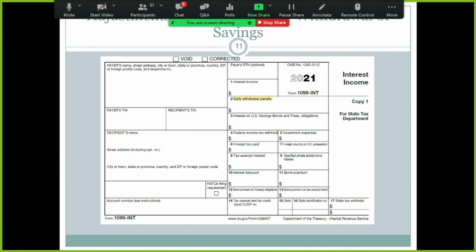The next adjustment that we would like to talk about is the early withdrawal penalty. You may have seen this, we mentioned it previously when we were talking about income that has to be reported. And that generally shows up on line 2 of the 1099-INT.